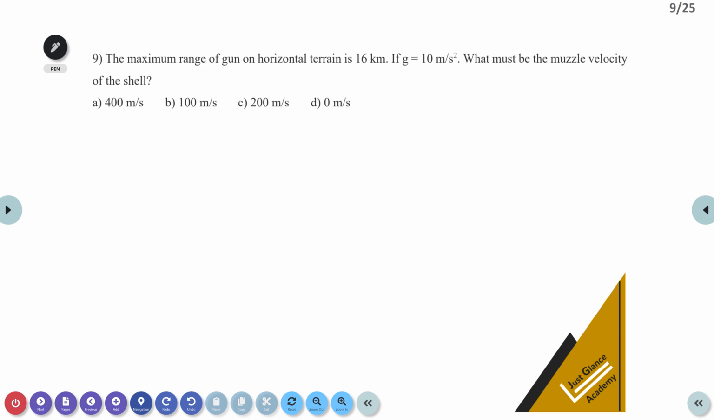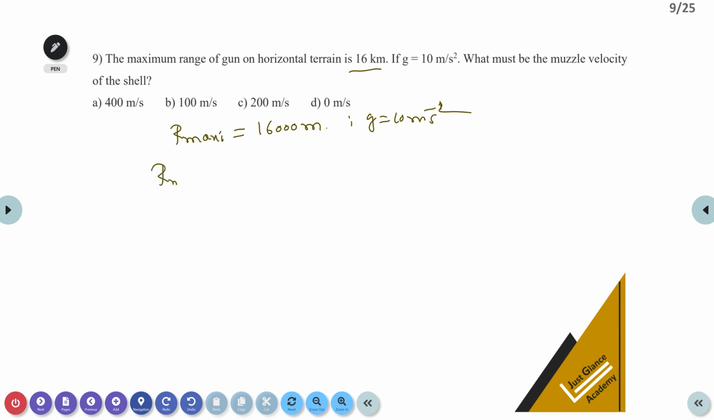Okay. Next. Ninth one. The maximum range of a gun on horizontal terrain is 16 kilometer, and g is given. What must be the muzzle velocity of the shell? Here R maxima is given as 16,000 meter, and g equal to 10 meter per second square.